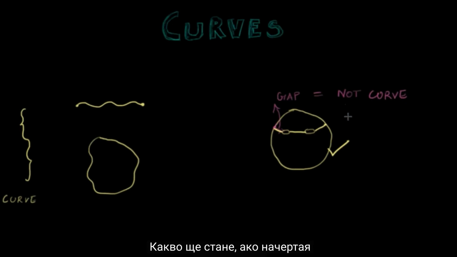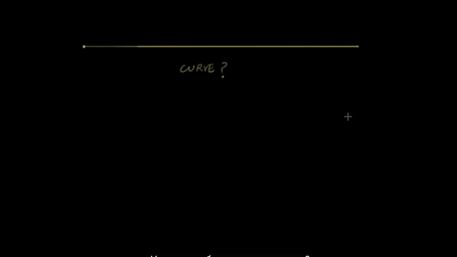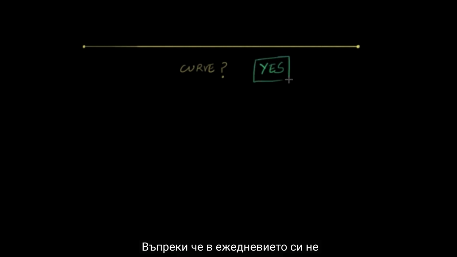Now what if I draw a straight line? And then if I ask you, is this a curve? What would your answer be? Think about that question. In daily life, we keep saying that a road can either be straight or it can be curved. But in maths, look at what we said. If you start somewhere and go somewhere else and then you stop, as long as you know there are no gaps, what you've drawn is a curve. So then, is a straight line a curve? Yes, it is. Even though in daily usage we don't call it a curve.